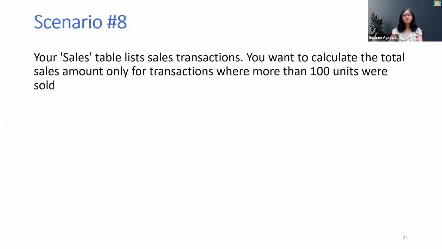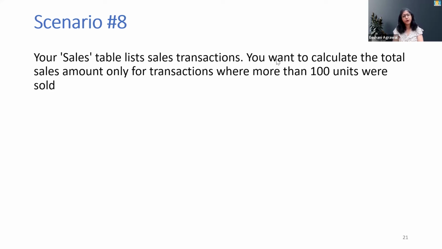All right. Archana, your sales table lists sales transactions. You want to calculate the total sales amount only for the transactions where more than 100 units were sold. Okay, so you have a table of sales and the transactions, but I only want to find the total sales amount where the transaction is for quantity more than 100 units. Which function will be used?